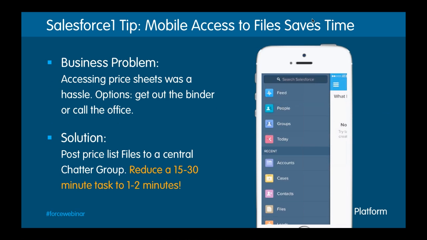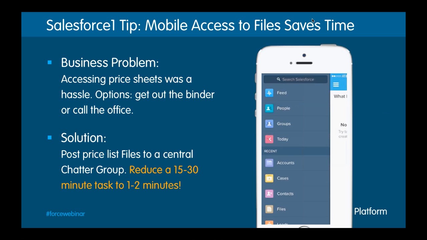How great is that? So business problem number 1 for us was that we had these price lists that were in binders, and they were hard copies. If you went out on the road, you had to take them with you. For different kinds of legal reasons, we didn't have them available in a data format.